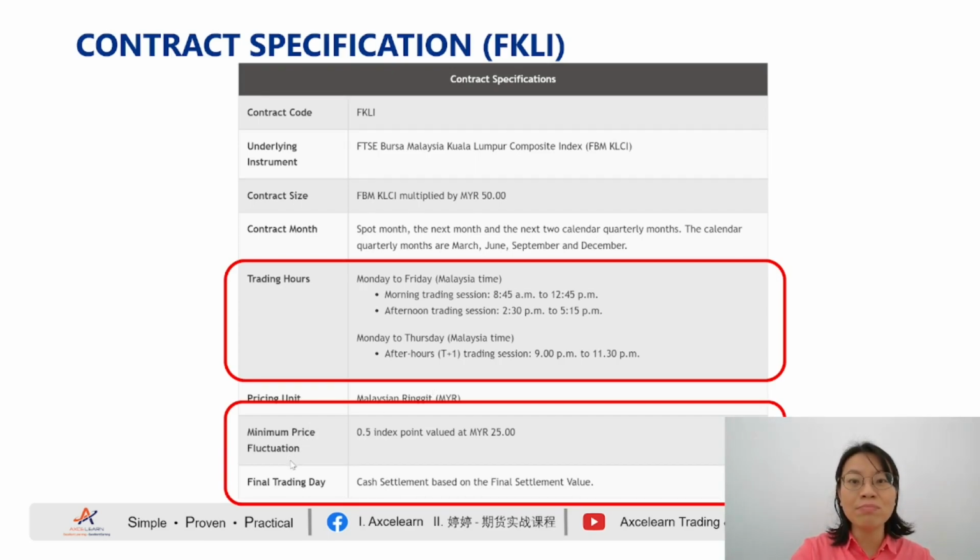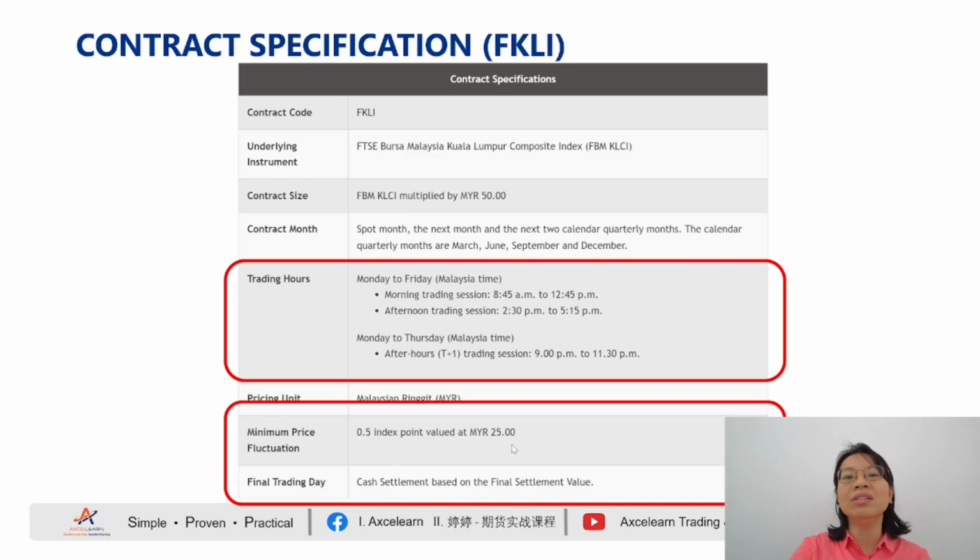Now, the next part that you need to understand is minimum price fluctuation. Minimum price fluctuation means that whenever the market moves, it needs to move by at least 0.5 points. For example, if right now the market is at 1,500, the next will be 1,500.5, then 1,501, 1,501.5, 1,502. It can't be 1,501.1. So every time the market moves, it needs to move by at least 0.5. Since 1 point is 50 ringgit Malaysia, automatically half a point is 25 ringgit Malaysia.